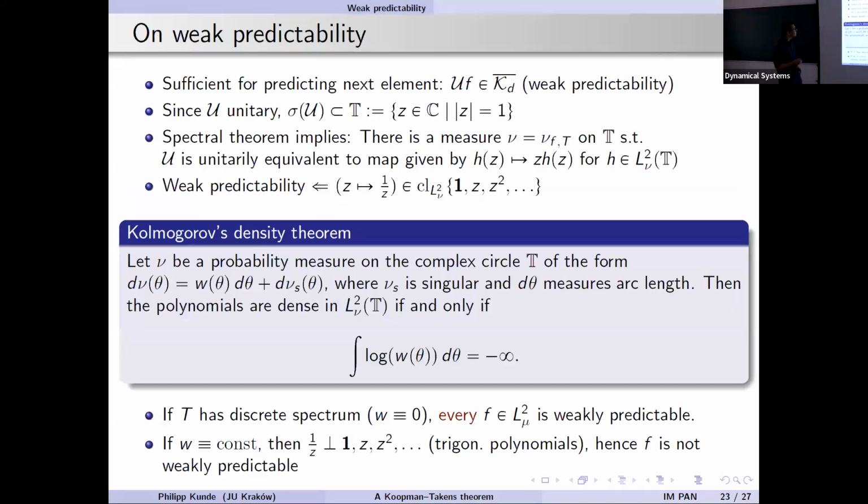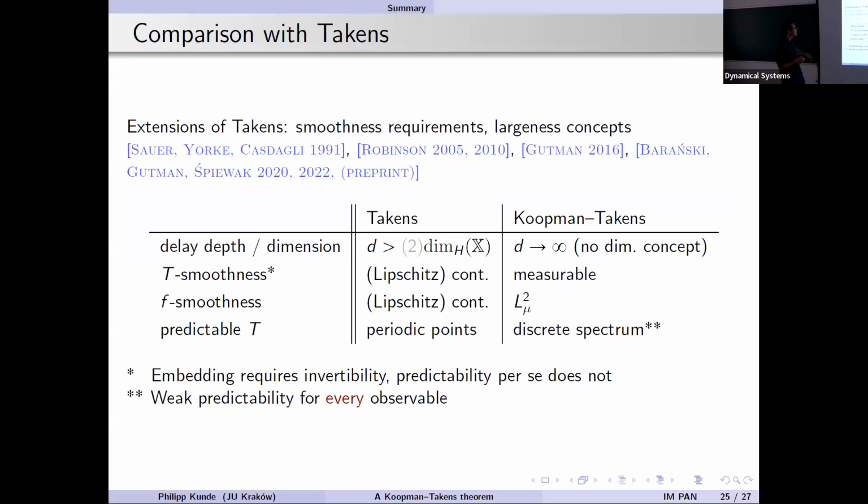Let's stick that part on weak predictability and just go into a summary of the talk. The audience, either online or in person, knows much more about Takens' theorem, its great progress and extensions with different notions of largeness and smoothness requirements. Let me just give a brief comparison between Takens' result and our Koopman-Takens result.